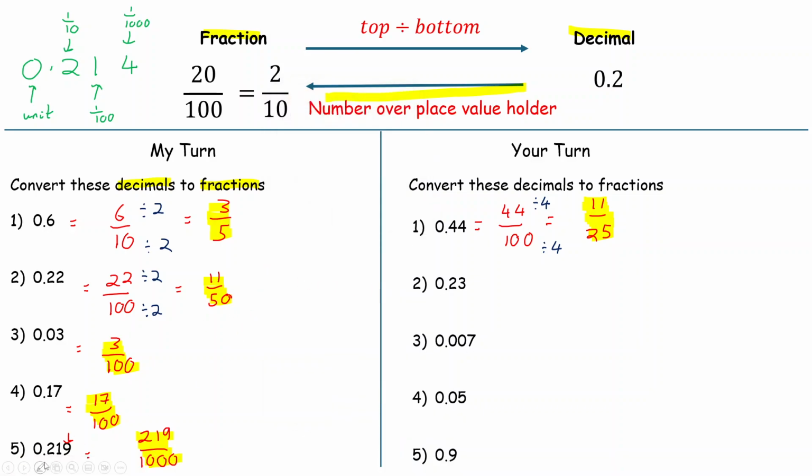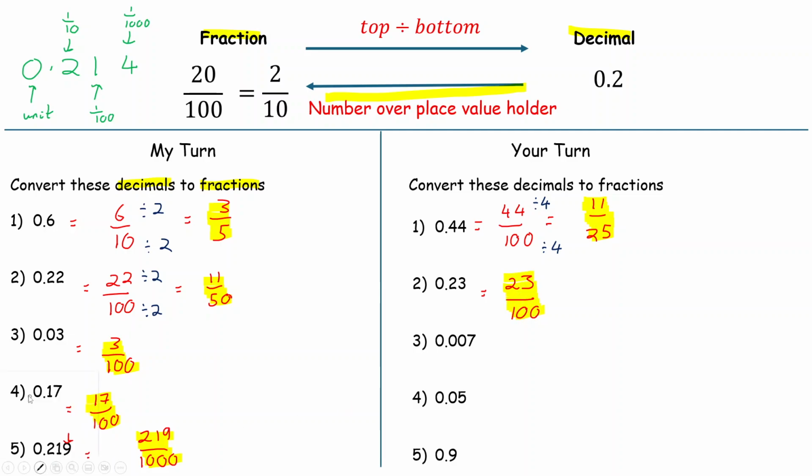Okay, your next question, we've got 0.23. So simply it's going to be equal to your number, which is 23, over the place value holder. That 3 is in the hundreds column again. So 23 over 100. Okay, and because 23 is a prime number, you can't simplify that any further. So definitely, this is your answer.